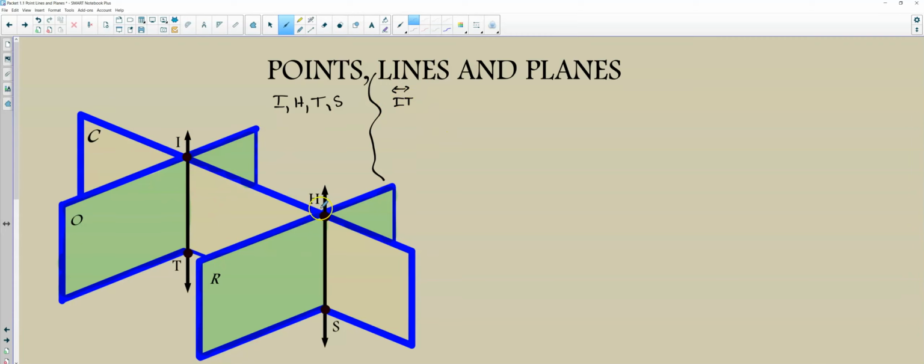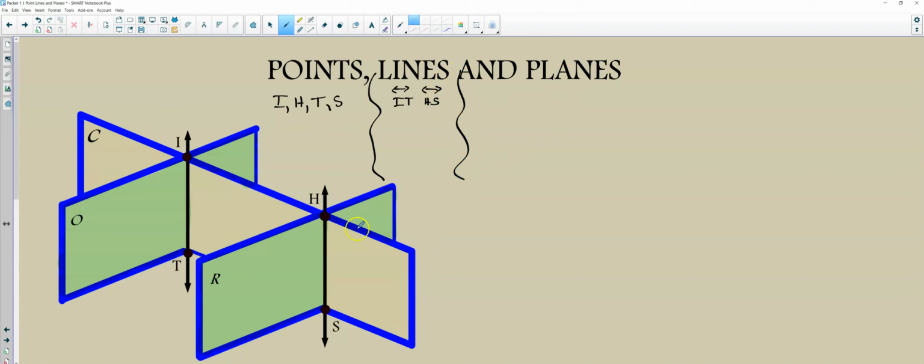There we go. And another line would be line HS. I'm gonna draw it right here. Notice how I denote with a double arrow on top of the 2 letters, or the 2 points, that I'm using to name the lines. And then we have the planes.